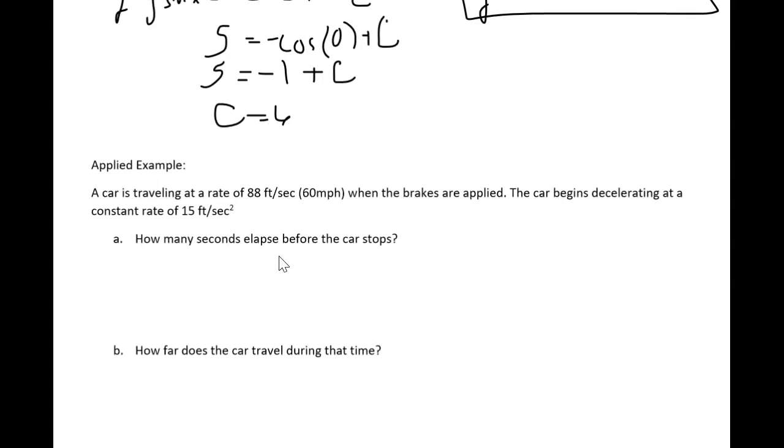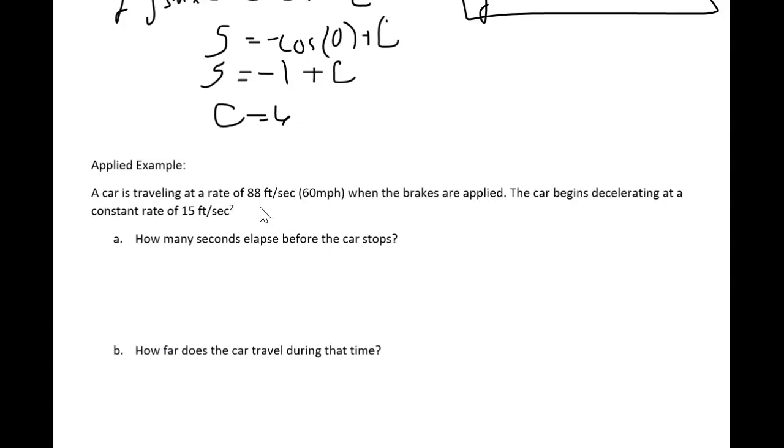All right, last example is our applied example. If a car is traveling at a rate of 88 feet per second, or 60 miles per hour, when the brakes are applied, then the car begins decelerating at a constant rate of 15 feet per second squared. How many seconds elapse before the car reaches a complete stop? And so this is one of the most common applications of derivatives and integrals. And so this is your position, velocity, acceleration.